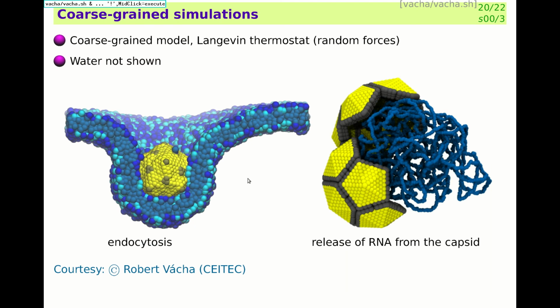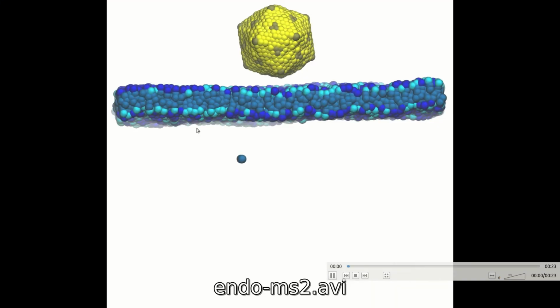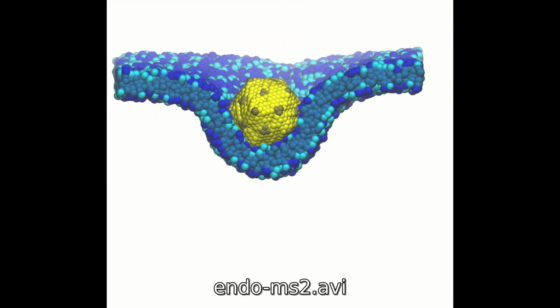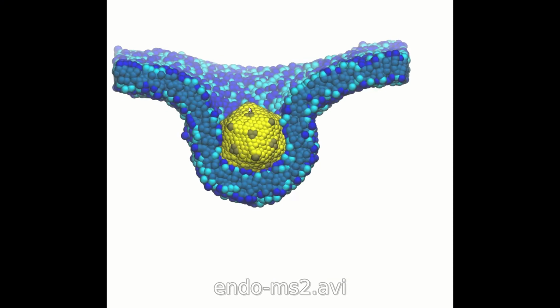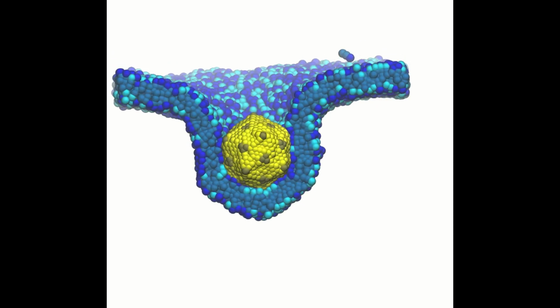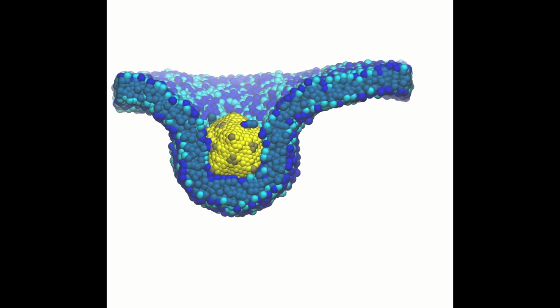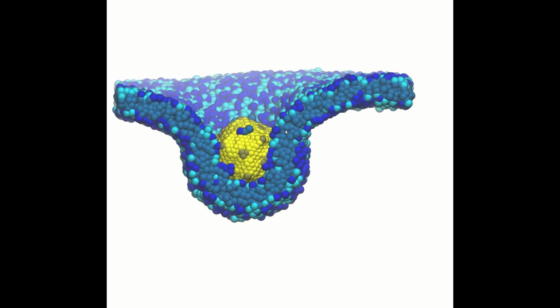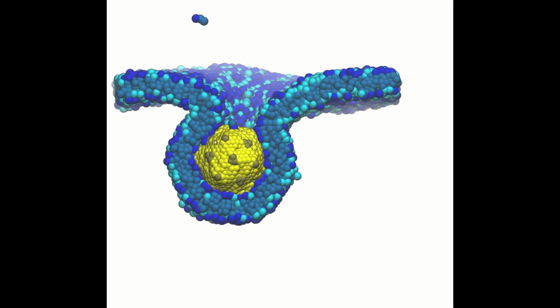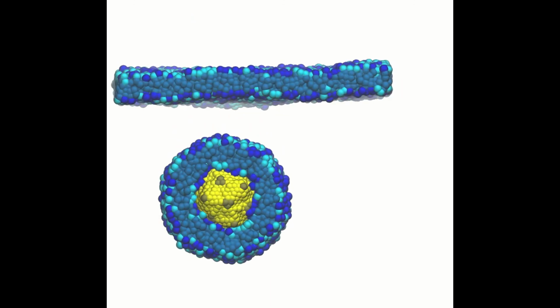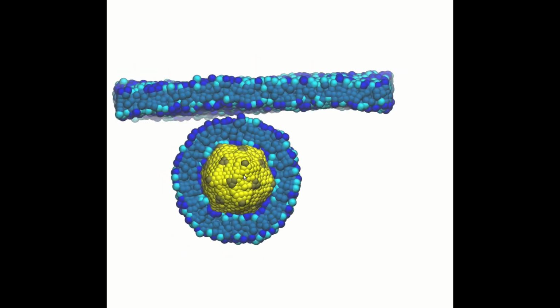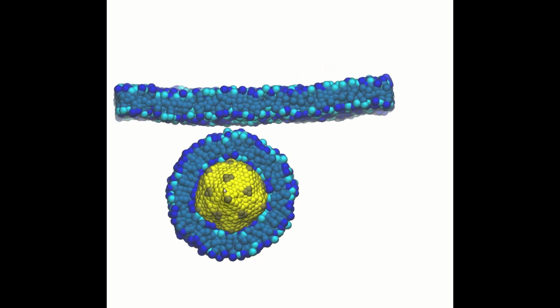Here is one example of a coarse grain simulation courtesy of Robert Waha. So I will show you it. It is a simulation of a virus going to a membrane, and eventually it will be covered by the membrane and will go through. You can see that it's quite a complex simulation. A virus is quite big stuff.